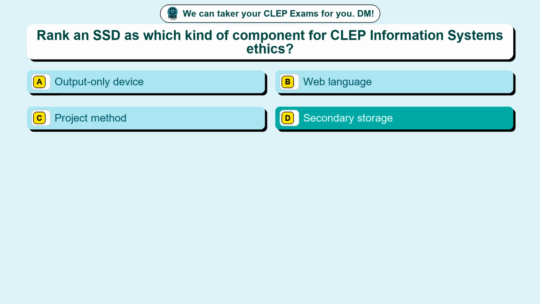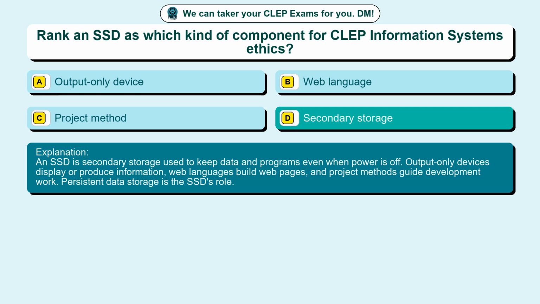The correct answer is option D, secondary storage. An SSD is secondary storage used to keep data and programs even when power is off. Output-only devices display or produce information, web languages build web pages, and project methods guide development work. Persistent data storage is the SSD's role.